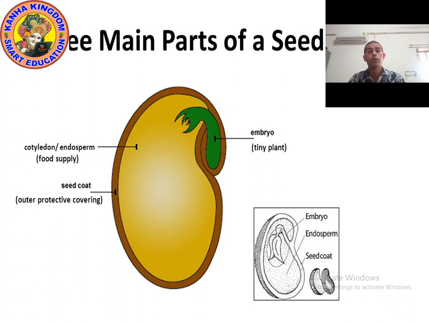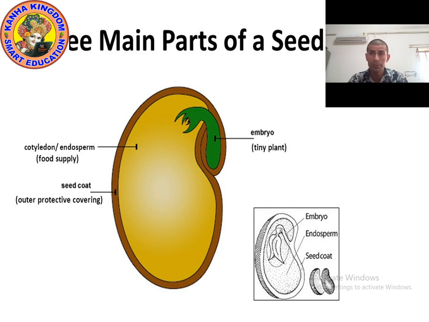Yes, what is present in cartilage? Yes, in cartilage food is present. Cartilage contains food, so it supplies the food. Yes, it supplies the food to the tiny plant which is present inside the seed. Yes, because the tiny plant also needs food. Who supplies? Cartilage. Okay, now let's talk about the last part of the seed, embryo.